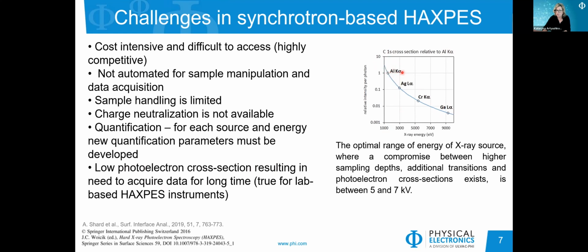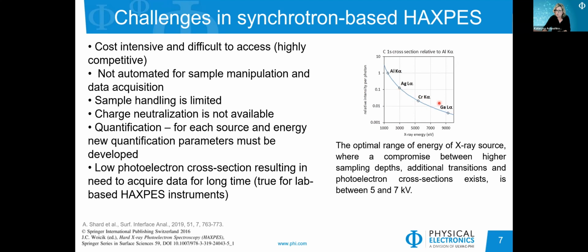If we take the relative intensity for aluminum equal to 1, we can see that for the same transition with a silver source, our intensity will decrease 10 times. For a chromium source, it will decrease probably 50 to 70 times. And for gallium, at about 9,000 eV, it decreases almost 300 to 500 times. So intensity drops, and that requires longer acquisition times.